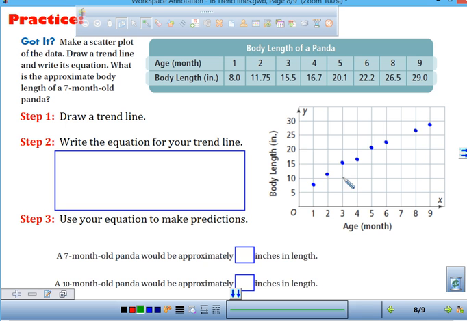You're drawing your trend line where you think it best fits all of that data. Does it have to go through 0? No. Okay, it does not. It's not going to start at 0.